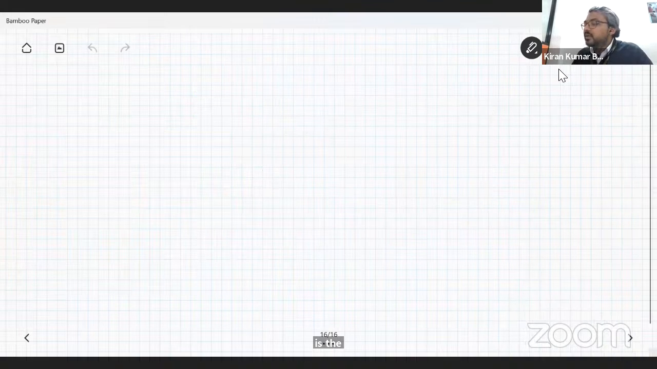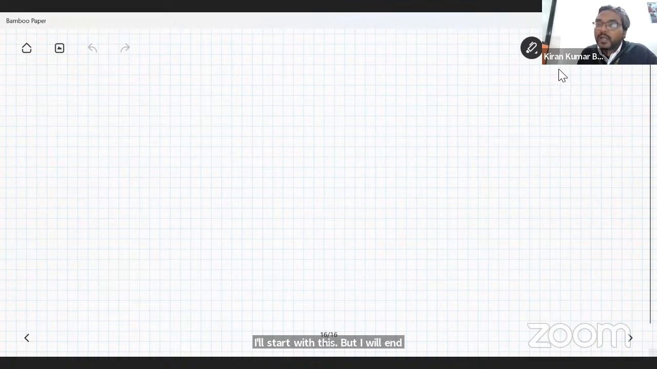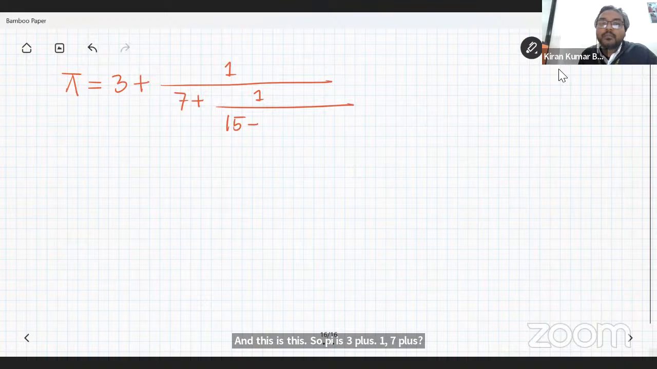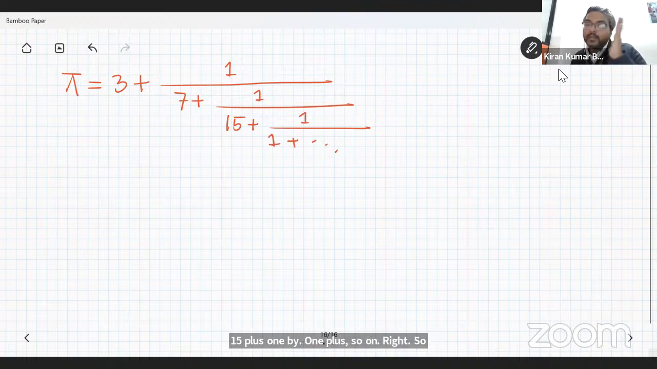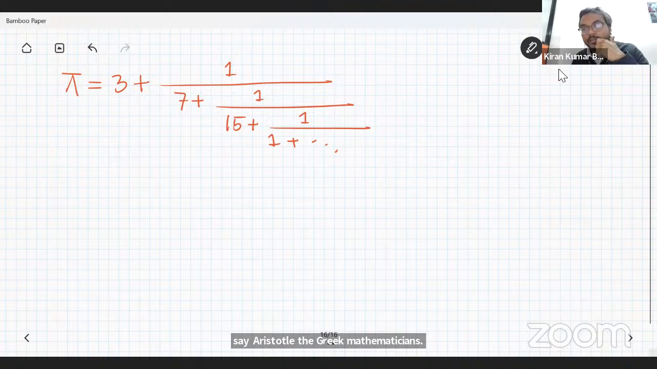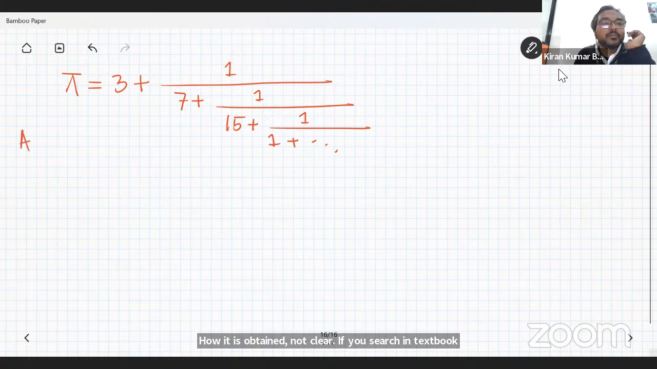So I'll stop with this, but I will end with the most popular continued fraction expansion, and this is this. So pi is 3 + 1/(7 + 1/(15 + 1/(1 + ...))), right? Basically this continued fraction expansion was obtained by, let's say, Aristotle, the Greek mathematicians. How it is obtained is not clear. If you search in a textbook, you will find this. So what are the approximants?